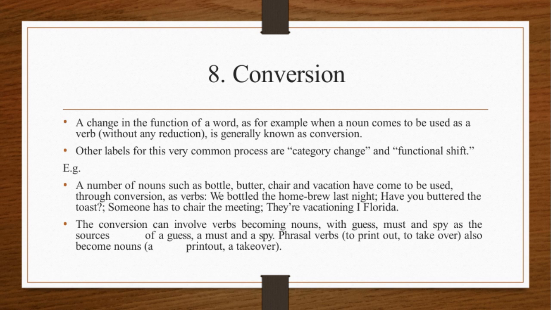What's interesting is that this process isn't limited to nouns becoming verbs. Verbs can turn into nouns too. Think of words like guess, must, and spy, originally verbs, but now also used as nouns like a guess, a must, or a spy. And it extends further into phrasal verbs too. Phrasal verbs like to print out or to take over can become nouns, such as a printout or a takeover. This demonstrates how flexible and dynamic language can be, especially through conversion.